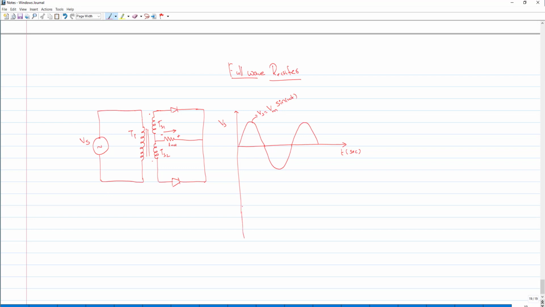Now, let us see how the output voltage or output current looks. Now, this is the output voltage. When a positive waveform is coming into picture, assuming the diode drop is 0, this will be in forward bias condition and current will flow in this direction. So, the current will be flowing in the same direction as the voltage waveform, till this pi.